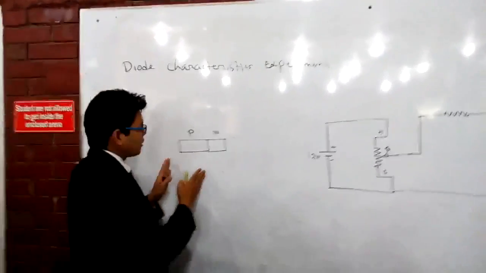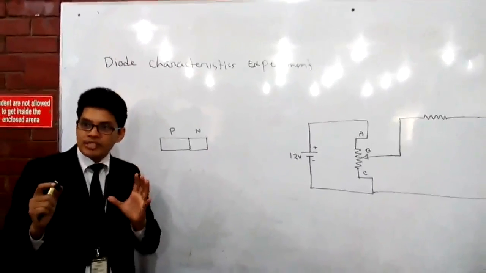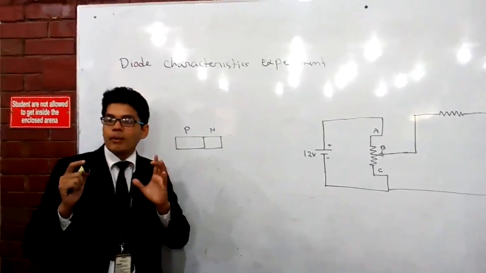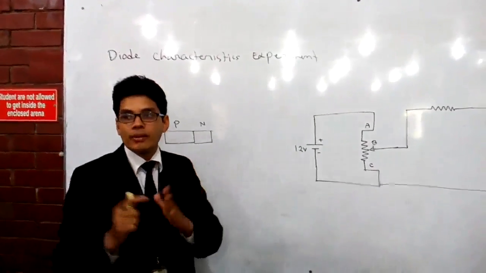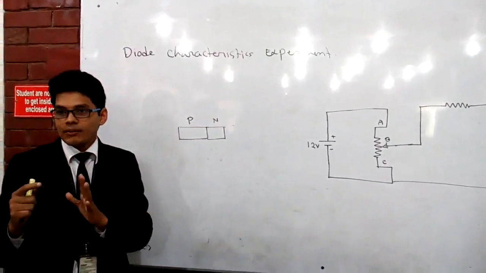Yes, sir. So now, how does this diode behave under the normal state, without having any bias? Right now it is not biased. Bias means providing some voltage. Even when you go for transistors, you learn about biasing.